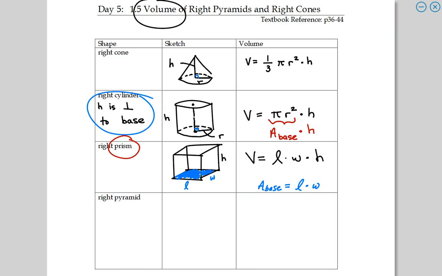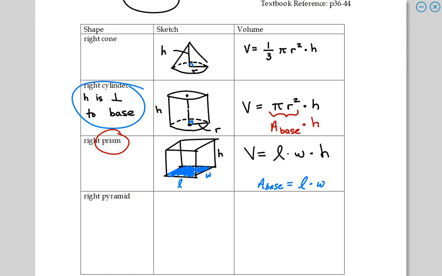Now the pyramid, what do you think the pyramid will be? If the cone is 1/3 the cylinder, the pyramid is 1/3 the prism. Okay? And you can see that that goes right here. 1/3 LWH. Scan your data sheet. It's the third one down. 1/3 LWH. And which H is it, by the way?